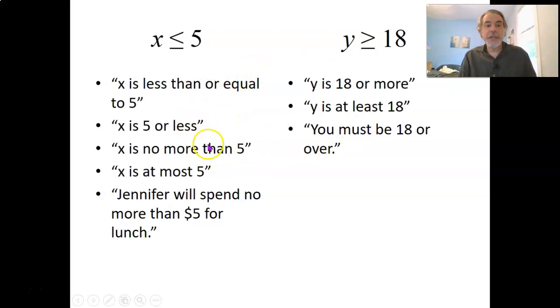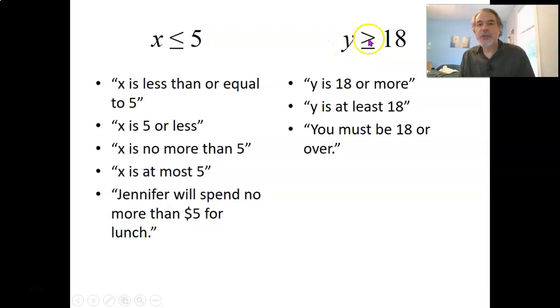Another way to say it would be x is at most 5. 5 is the most that x could be. Can't be any more than that. Jennifer will spend no more than $5 for lunch. That means that the amount that she will spend is less than or equal to, just no more than, 5.